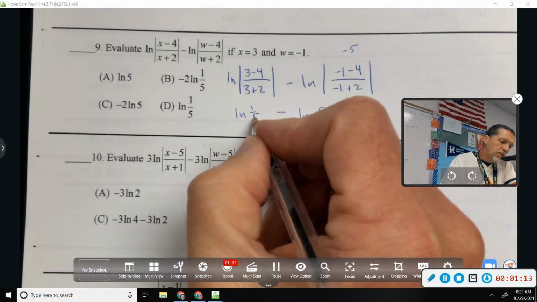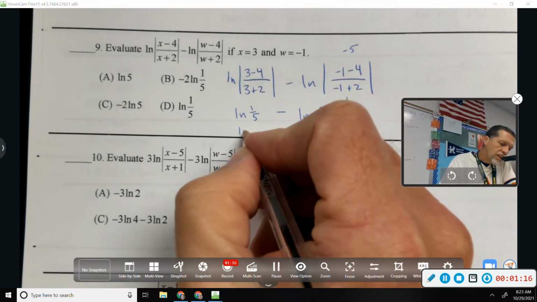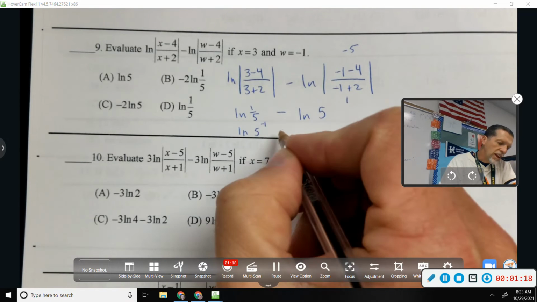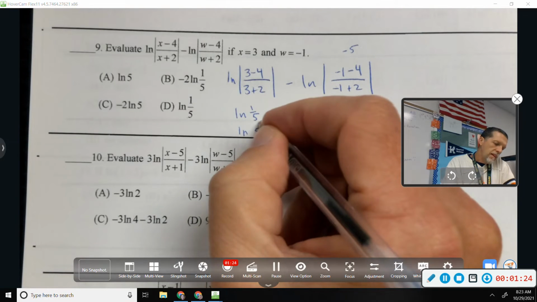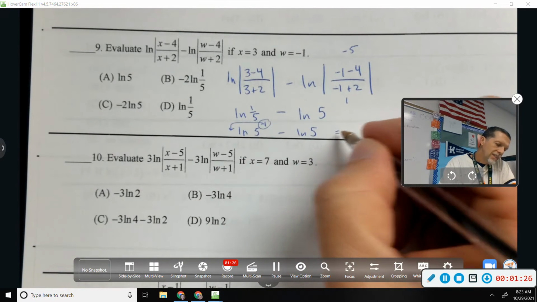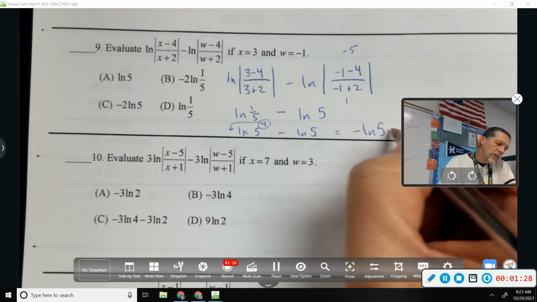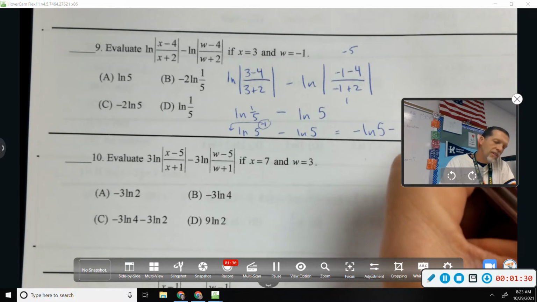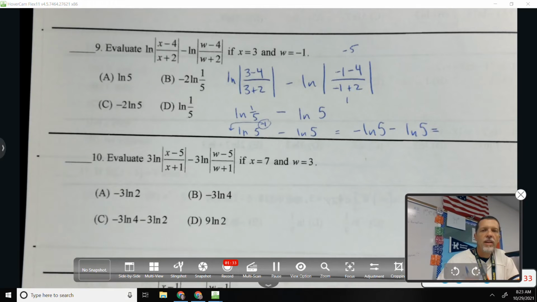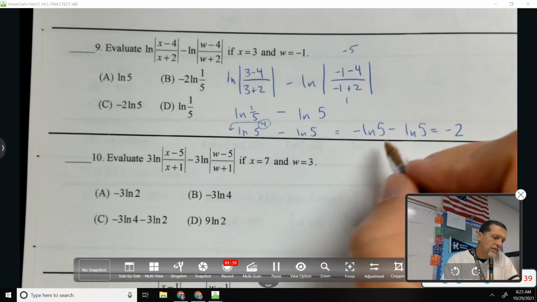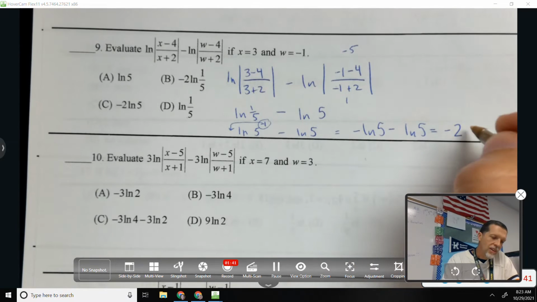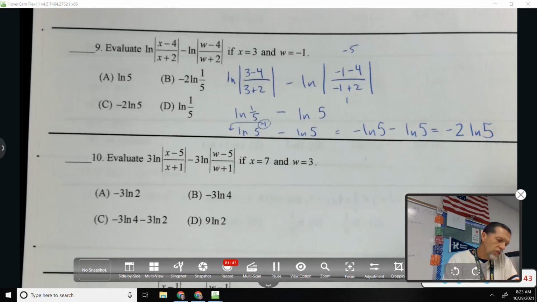Let's see. So I could change this 1/5 to 5 to the negative 1. Everything inside that goes positive. And then from there you can change it to the negative ln 5. So negative natural log 5 minus natural log 5. And a negative minus. So how many natural log 5s do I have? I don't cancel them. They're both negative. So negative 2 natural log 5.